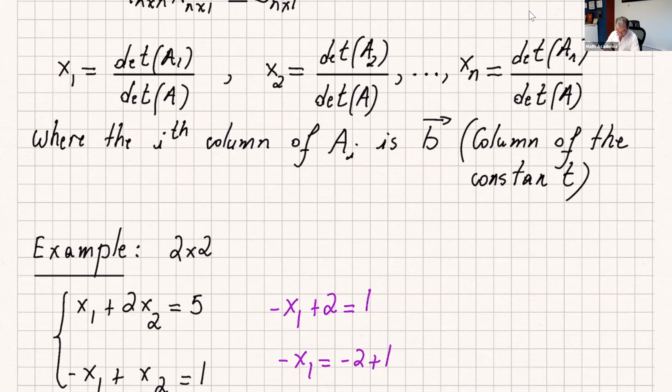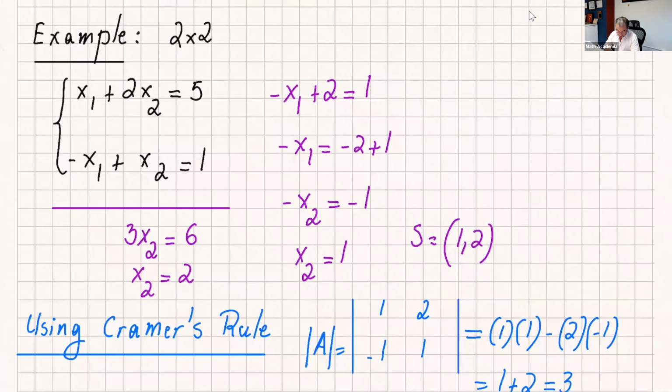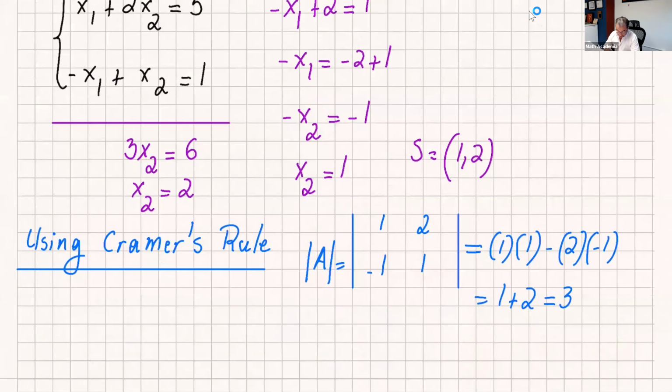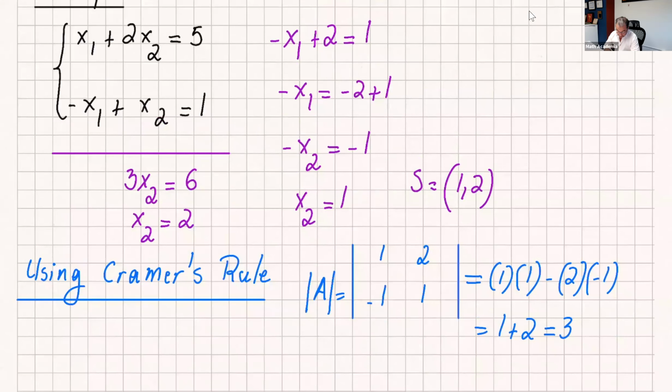Let's go over a little example so you understand how this works. For a 2 by 2, a simple system: x1 plus 2x2 equals 5, negative x1 plus x2 equals 1. I solved this by using elimination, so I added the first and second equations, 3x2 equals 6, x2 equals 2, then you can substitute and find x1. x1 is 1. So the solution is 1 and 2.